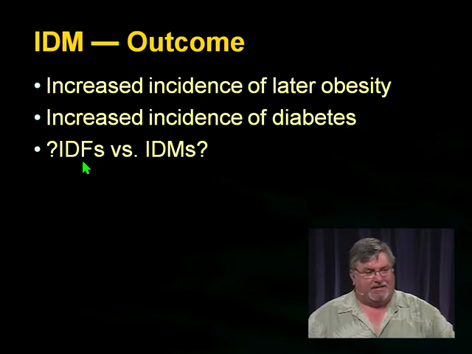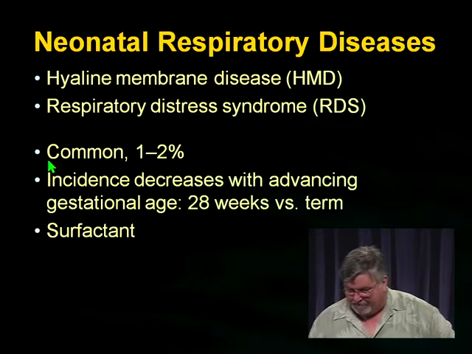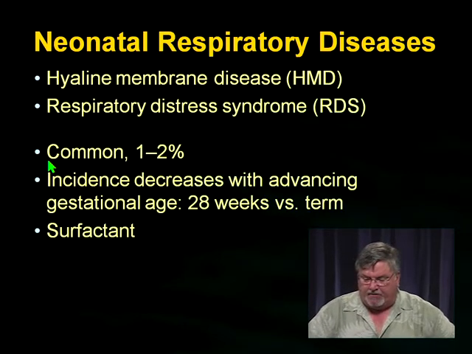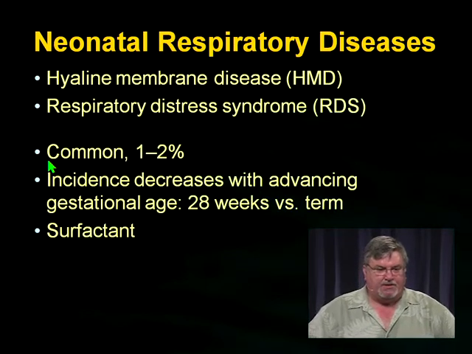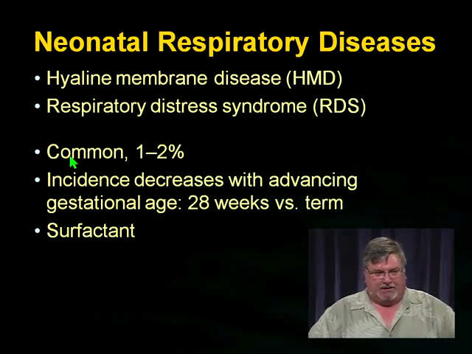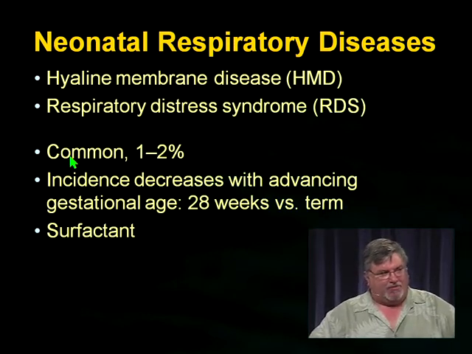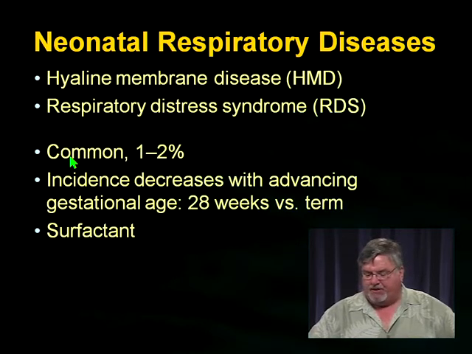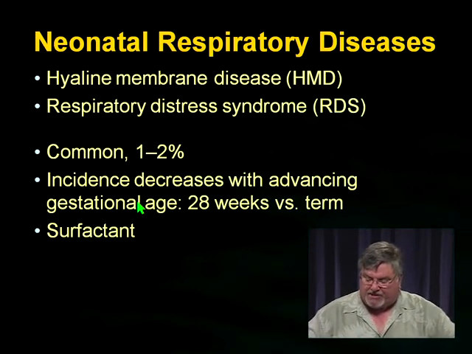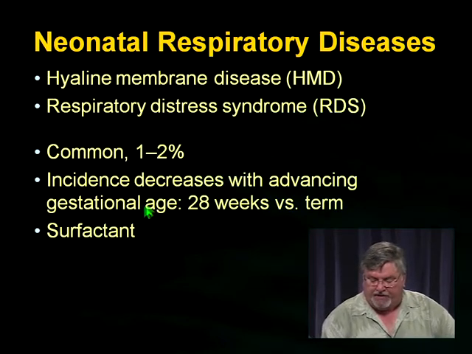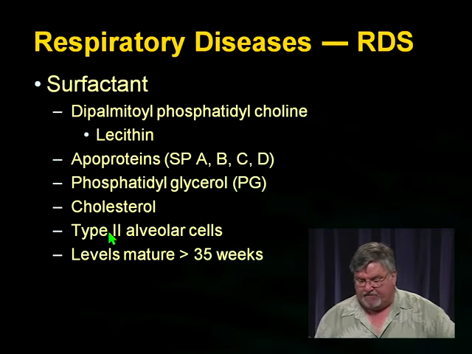So, take that. All right, we're going to go through neonatal respiratory diseases, hyaline membrane disease, respiratory distress syndrome. Hyaline membrane disease is a pathological diagnosis. Pathological means you're dead. So this is generally not something to ascribe to a living child. Respiratory distress syndrome is the clinical presentation of hyaline membrane disease. It's common. Its incidence decreases with advancing gestational age. So much more common preterm versus term, and felt to be an abnormality of surfactant distribution and function.